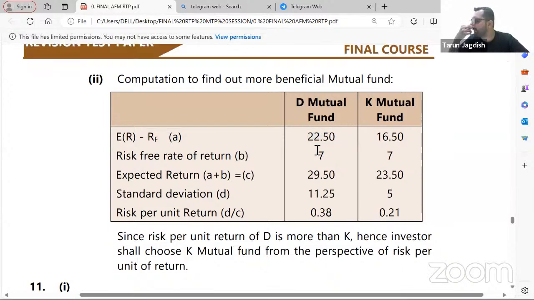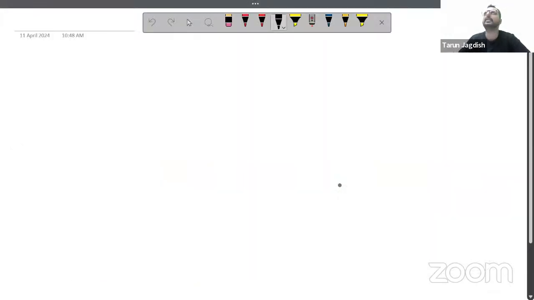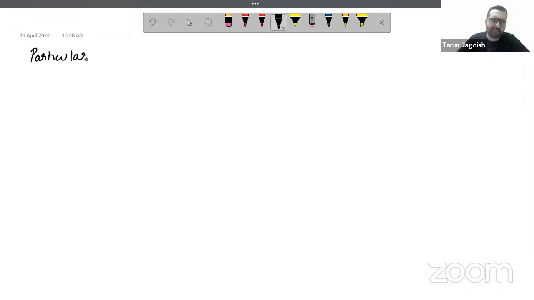22.5 is RP minus RF. Okay, fine. Friends, this is a new requirement. Let's just do it in the way they have done it. We can actually work out the CAPM return here because they have given the detail, but RM is not given. Okay, let me do that also, particulars D and K.